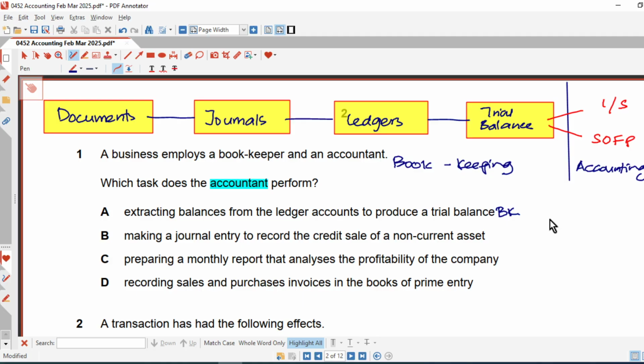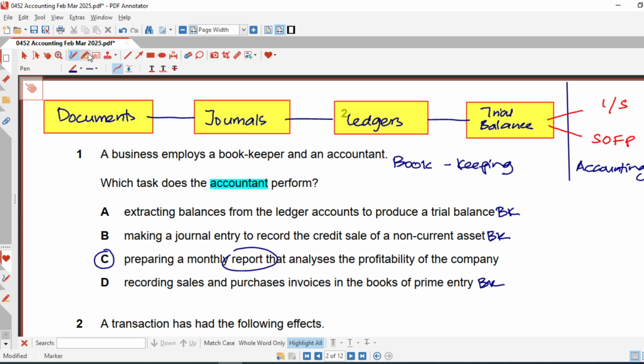So you're summarizing things up. Making a journal entry to record the credit sale of a non-current asset. No, that's still bookkeeping. Now, preparing a monthly report that analyzes the profitability of the company. So you're moving on to a report. Now that is what you call accounting. Recording sales and purchases invoices in the books of prime entry, that is still bookkeeping. That's the second process. So there you go.